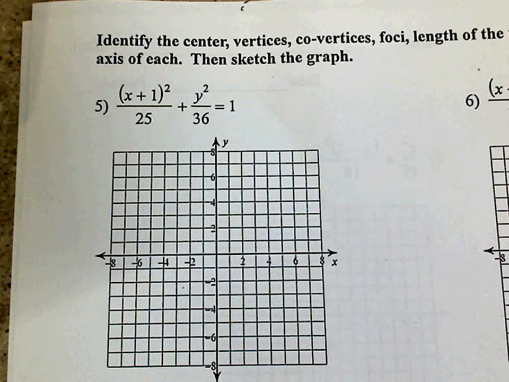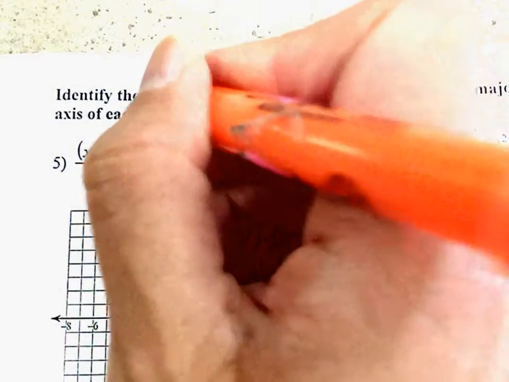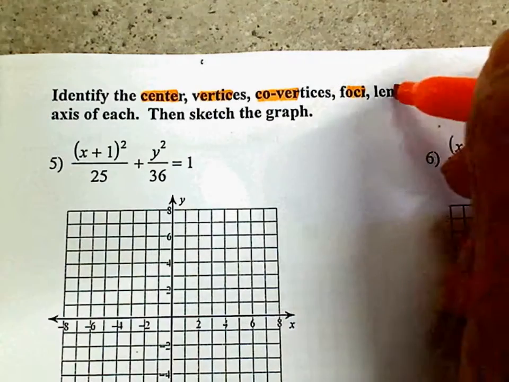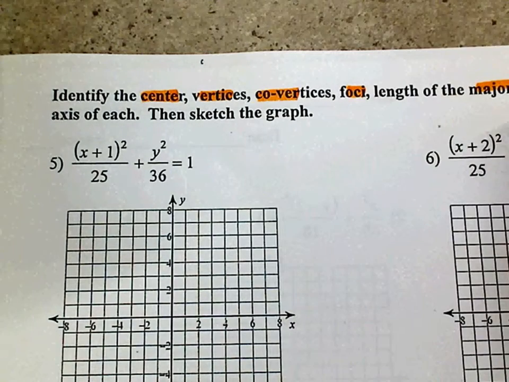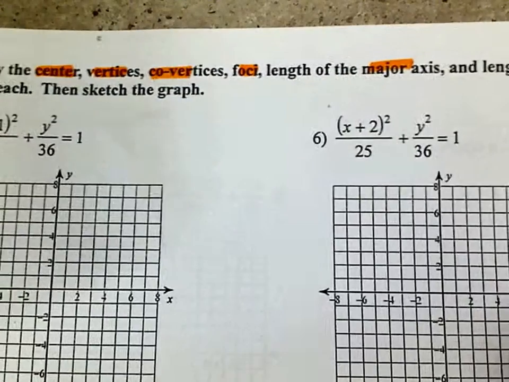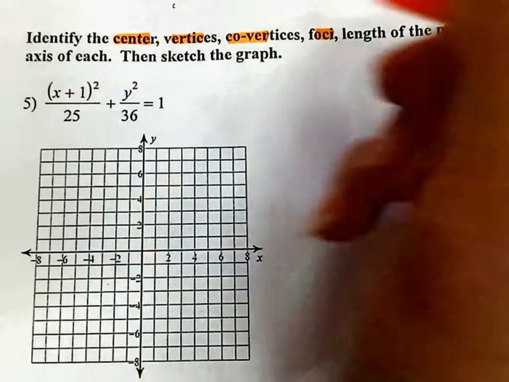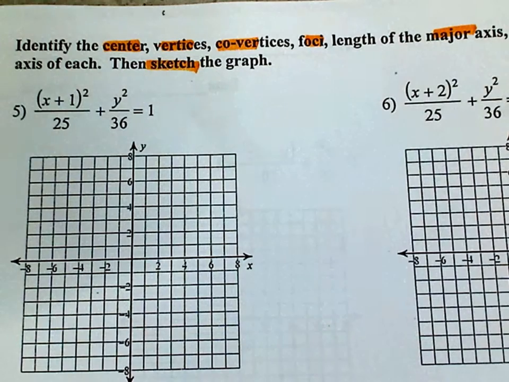This is page 2. We will cover number 5 through number 8. So, please read your directions. First step, identify the center, the vertices, co-vertices, foci, length of the major and length of the minor. Okay? Length of the major, length of the minor, and then sketch the graph. So these are the things you have to do. I'm going to show you guys how to do it all on the graph.